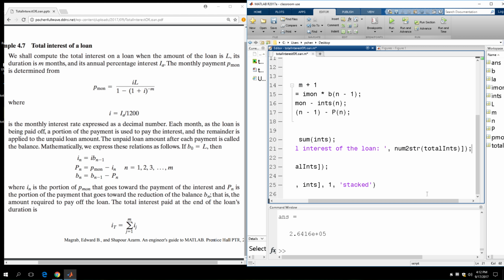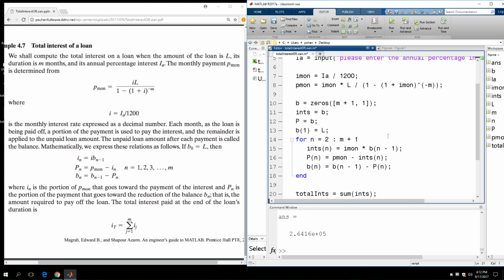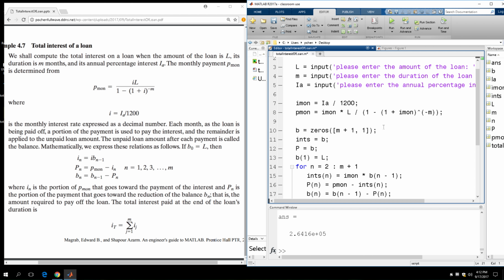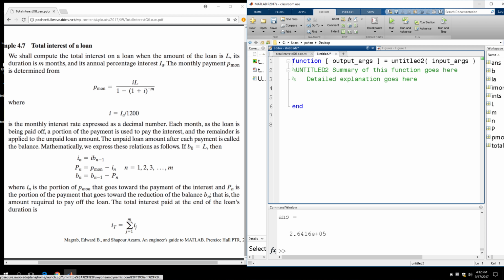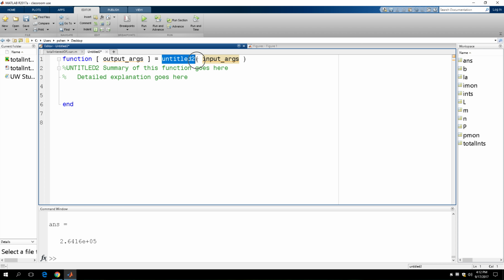And then the next step is probably to encapsulate the entire logic into a separate function, right? So let's first create a function. Let's just call it total interest of loan. Input arguments are going to be 3 numbers: the principal that you are borrowing, the duration in terms of months, and then the interest rate APR, IA, right? And then the output is going to be the total interest, total ints.